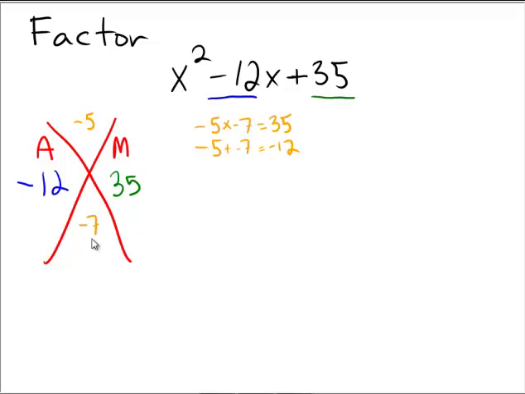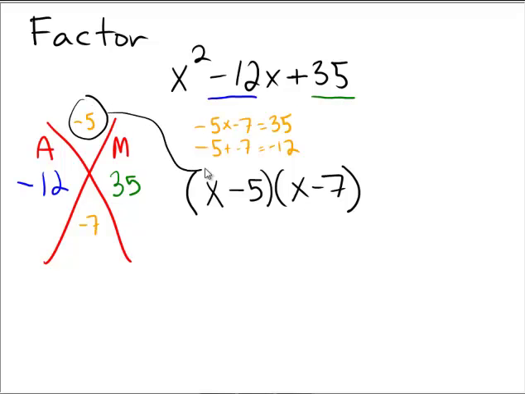So with those two being the numbers that work, we can write the factored expression as x minus 5 and x minus 7. The minus 5 is because this number can be used in this factor, and the minus 7 is because this gets used in that factor.